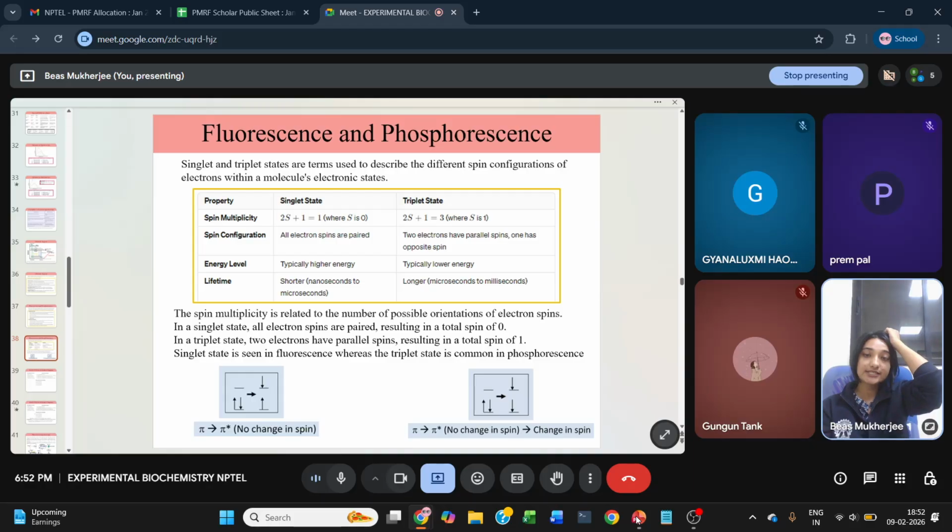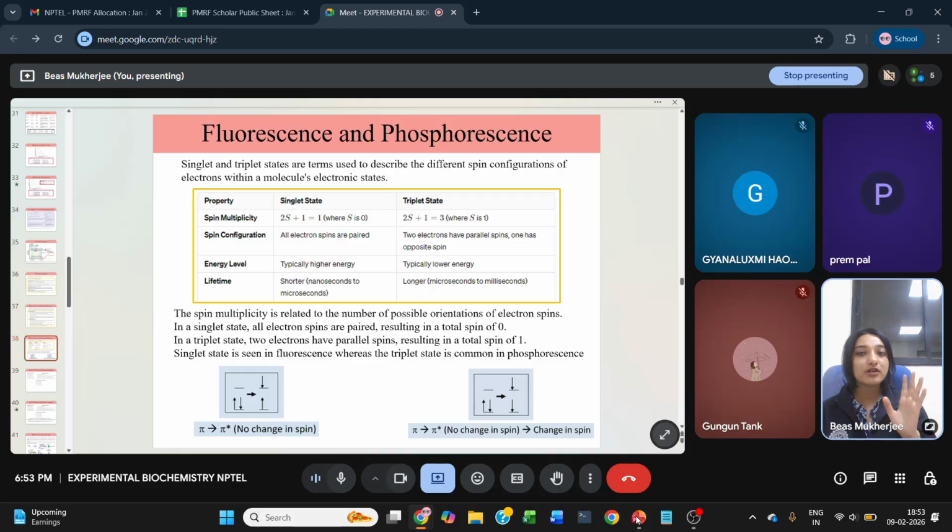So the singlet state is seen in the case of fluorescence, whereas the triplet state is seen in the case of phosphorescence. Okay, in the singlet state you will see that all the electrons are paired, and in the triplet state two electrons have parallel spin. The singlet is typically higher energy, and the triplet is typically lower energy. The singlet has a shorter, nanoseconds to microseconds lifetime, and the triplet, because it is more stable, has a longer lifetime.